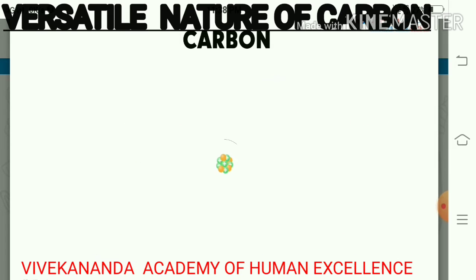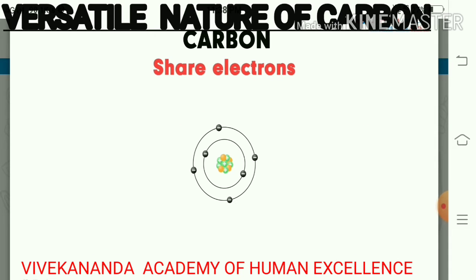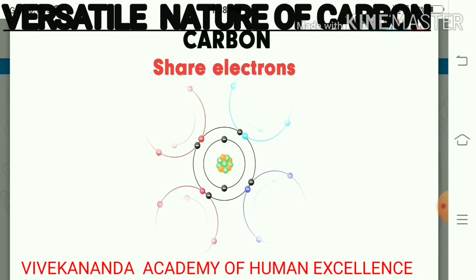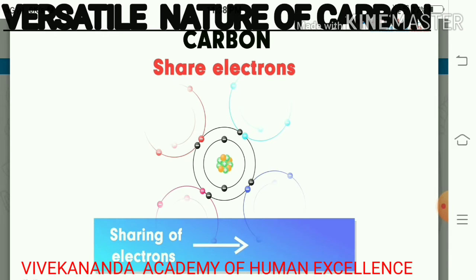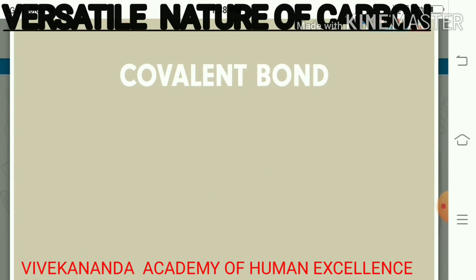So the option that carbon adopts is to share electrons. Sharing in carbon can take place up to 4 electrons. That means carbon can share all its valence electrons with any other atom. We know that such sharing of electrons leads to a special type of bond formation called the covalent bond. So to understand carbon chemistry, we need to understand covalent bonds first.